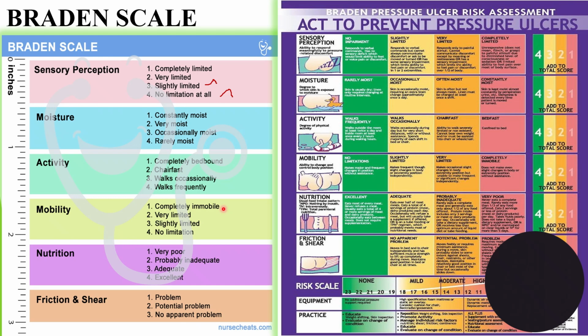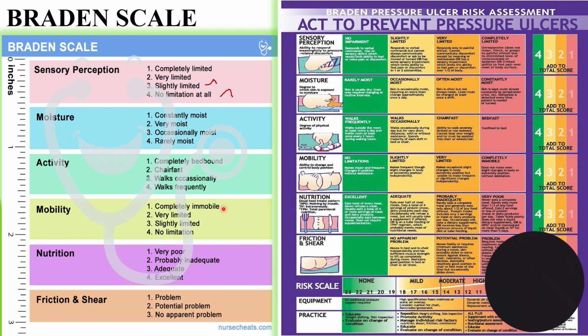Very limited means they make occasional slight changes in body or extremity position but are unable to make frequent changes. Means if we keep their hands over the body, they can slide their hands towards the sides, but not much. So they are unable to make frequent or significant changes independently.